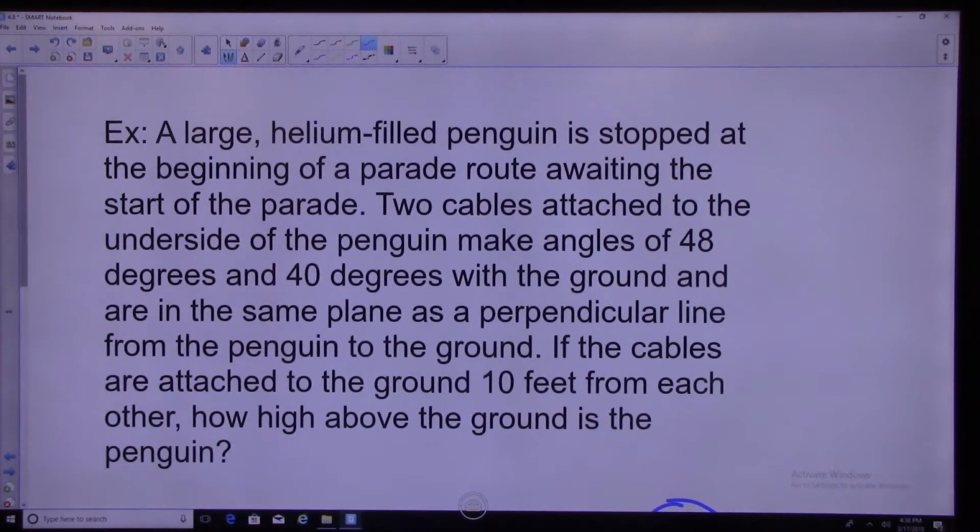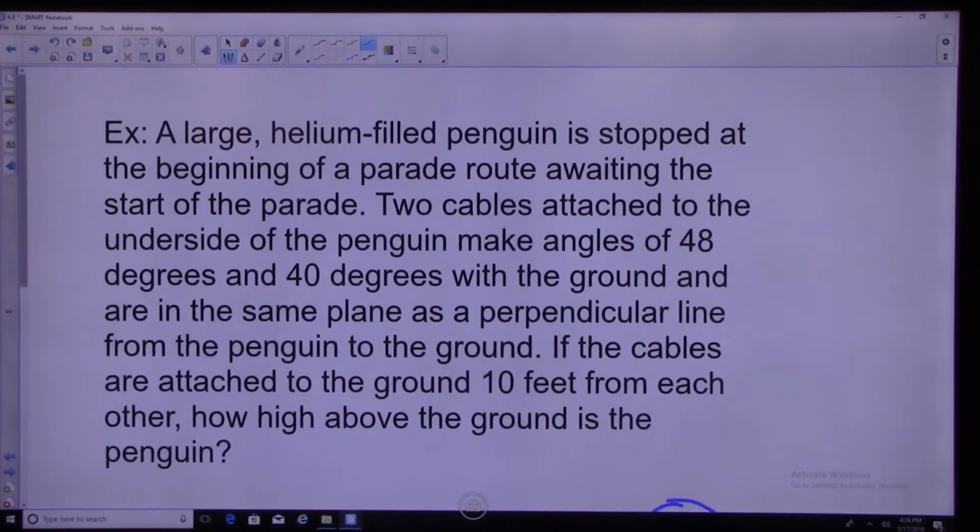It says a large helium-filled penguin, this might be a Thanksgiving Day parade or something like that, is stopped at the beginning of a parade route, awaiting the start of a parade. There are two cables attached to the underside of the penguin that make angles of 48 degrees and 40 degrees with the ground, and are in the same plane as a perpendicular line from the penguin to the ground. If the cables are attached to the ground 10 feet from each other, how high above the ground is the penguin? So we want to know how tall the penguin is, how high above the ground it is.